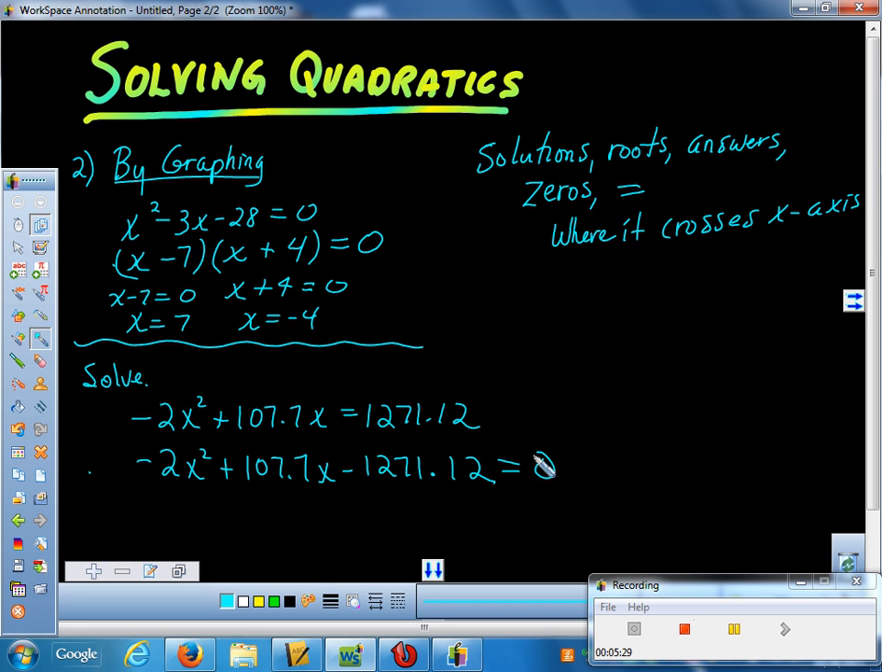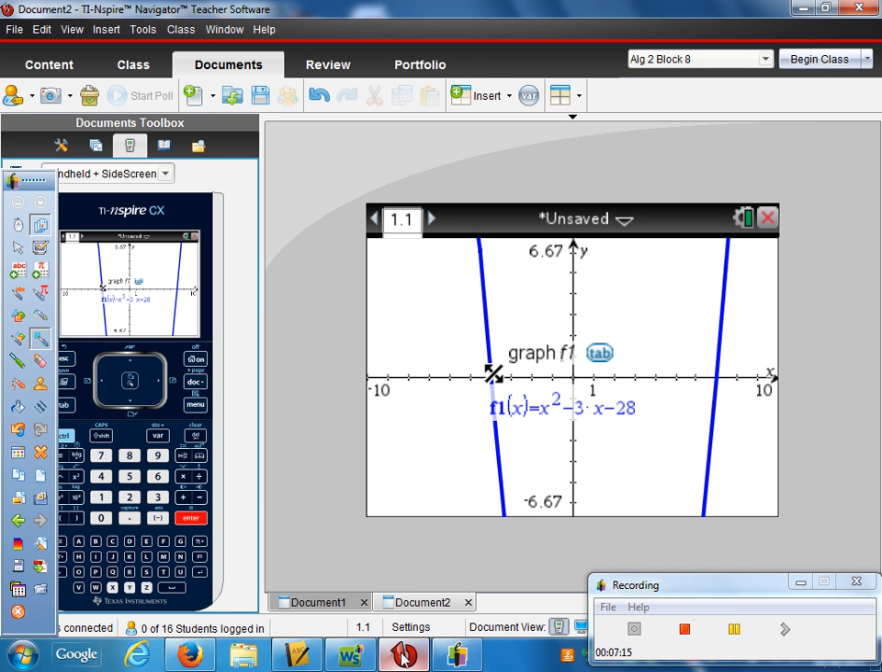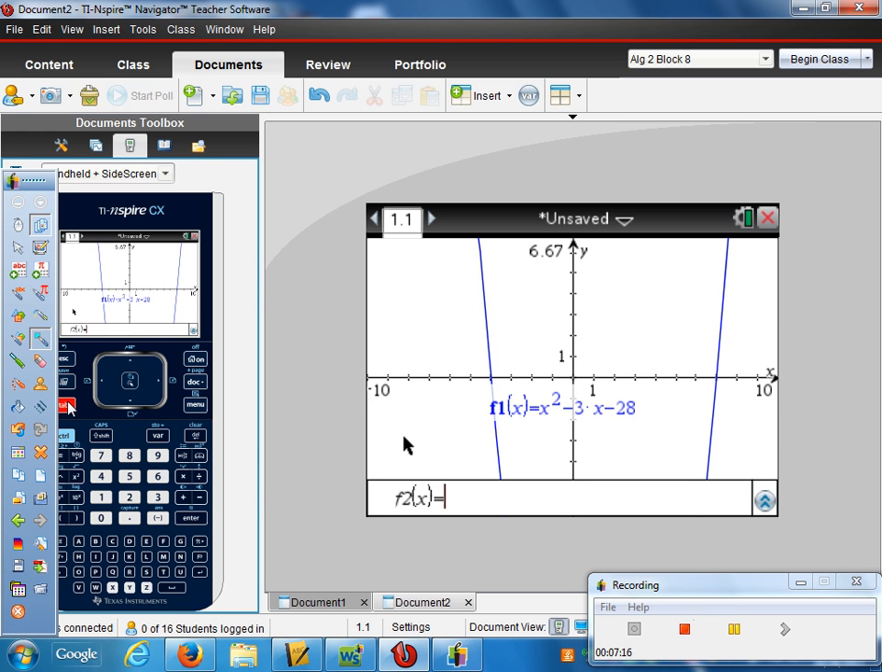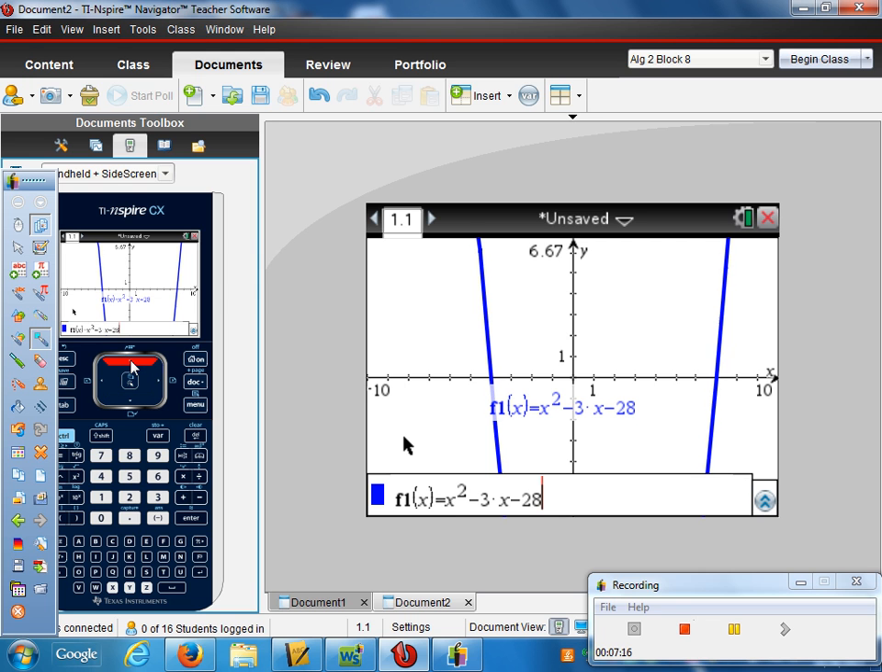Set it equal to 0. So you always have to have it equal to 0. Then we're going to put that in our calculator. Okay. So I don't want to start a new graph page, so I'm going to hit Tab. Get out of the way. I'm going back up to that equation I just typed in, and I'm deleting it.